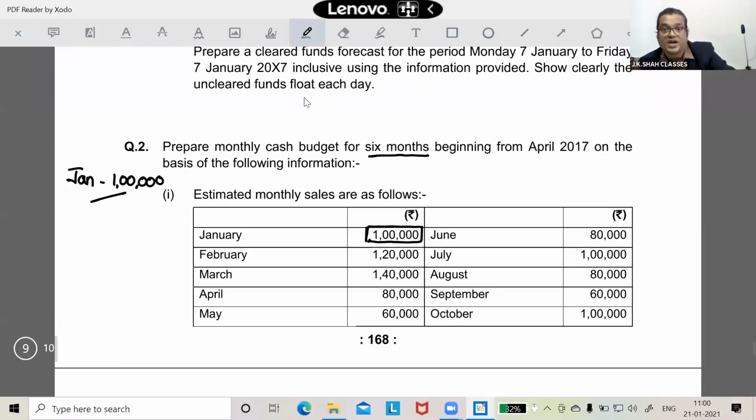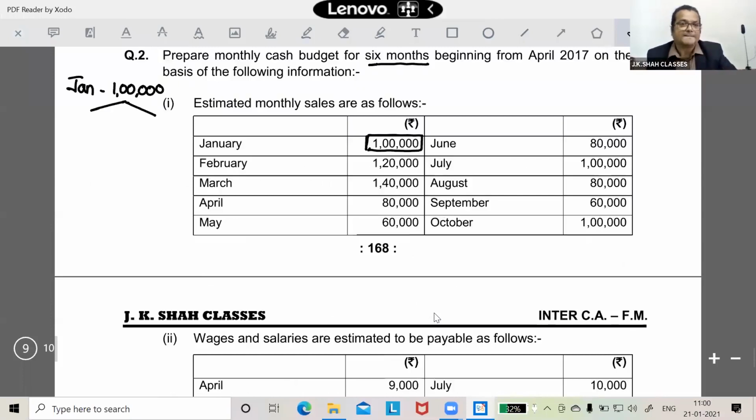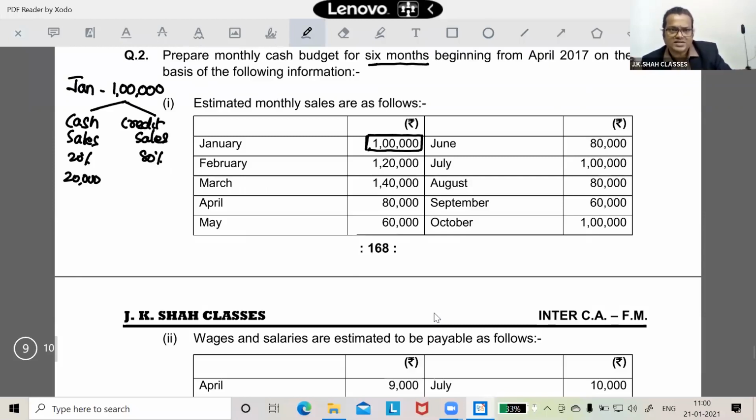Out of this, how much is going to be cash sales now? 20% is cash and 80% is credit. So cash sales would be 20%, that is 20,000. Okay. Credit sales is 80%, that is 80,000. I hope everybody has understood this point. But what is told about collection?